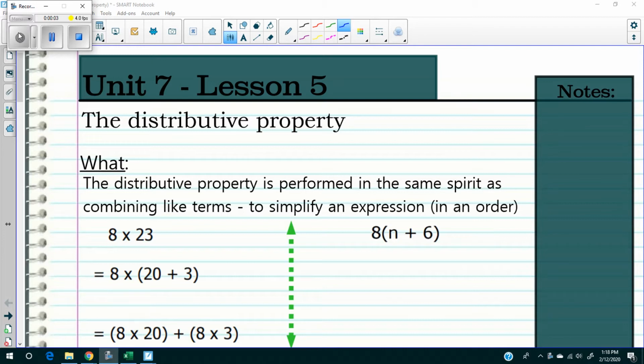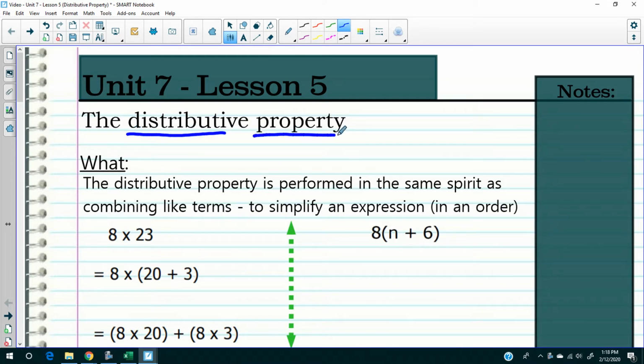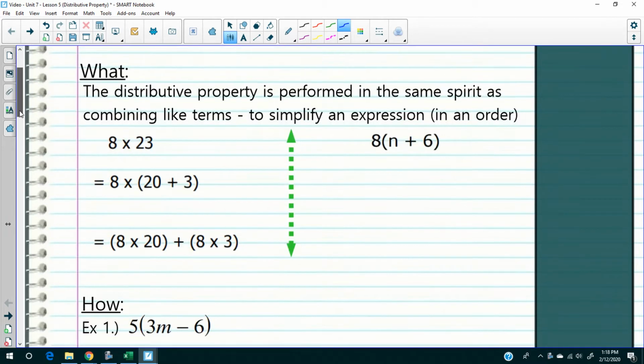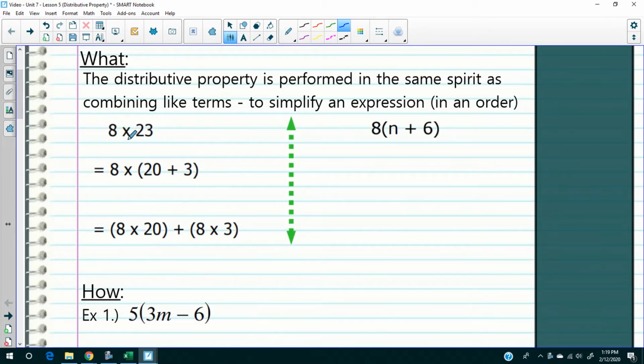Okay, all right. So today we are going over Unit 7, the fifth lesson. Now, what's the fifth lesson here? So we are talking about the distributive property. Now, we mentioned this very briefly at the beginning of the year, what a distributive property is.